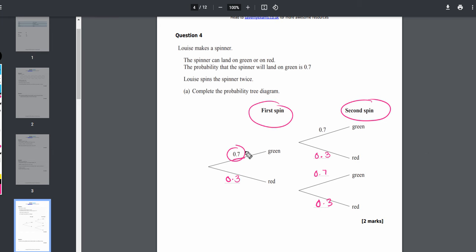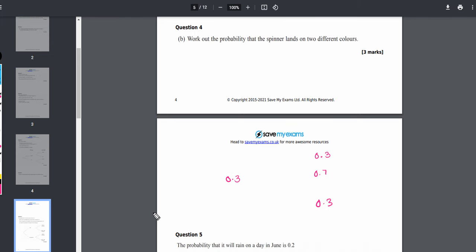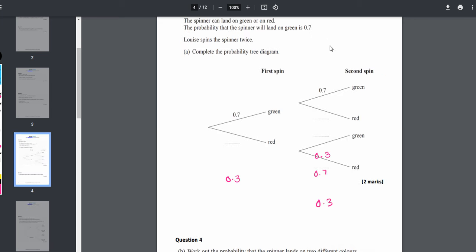So this is how we can complete our tree diagram. Remember that the sum of all the probabilities is equal to 1, so that's why I have written 0.3 over here, because there was 0.7 over here. Now let's move on to part B. Alright, so in part B it says work out the probability that the spinner lands on two different colors. So we have to find out the probability where the spinner will land on two different colors. So let's move back onto the tree diagram.